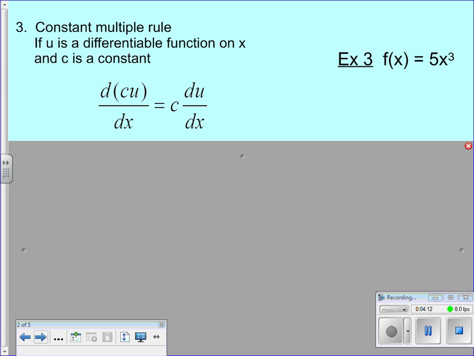Okay, you will notice the notation is a little goofy. So the constant multiple rule. If u is a differentiable function of x, u is not a variable. U is not a constant. U is a function. So the derivative of a constant times a function, and u is a function of x. The derivative of a constant times a function of x is the constant times the derivative.